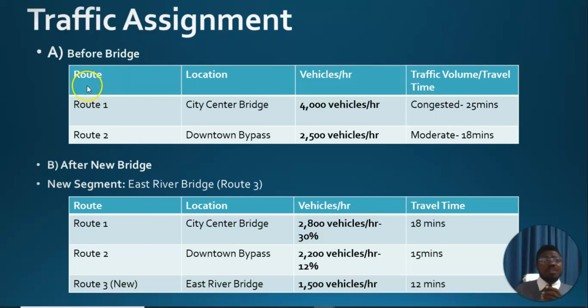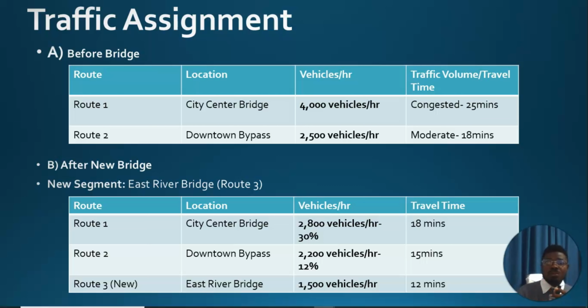So still under the trip assignment, we have here before the construction of a bridge. So we have two routes. We have route one and we have route two. The location is a city center bridge, and here is the downtown bypass. Based on that, we have about 4,000 vehicles per hour plying that road, and there's usually congestion, and this takes about 25 minutes. So that means there are two routes for that particular road. If you want to pass through that before the introduction of the bridge, there are two.